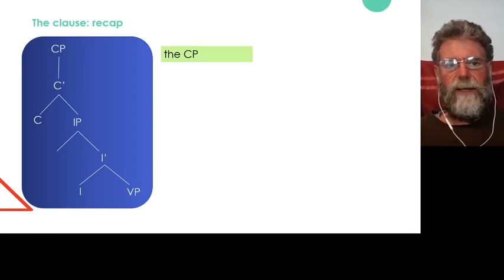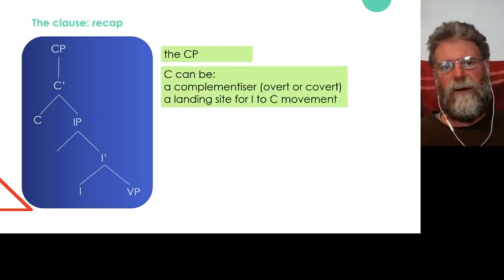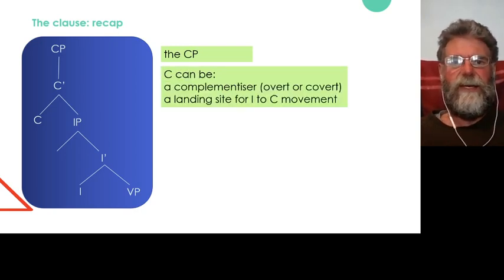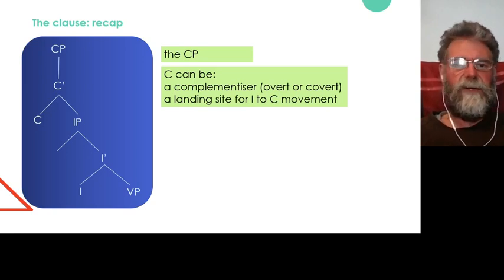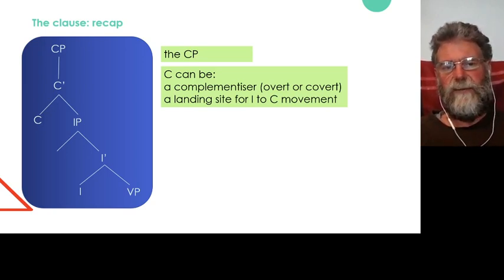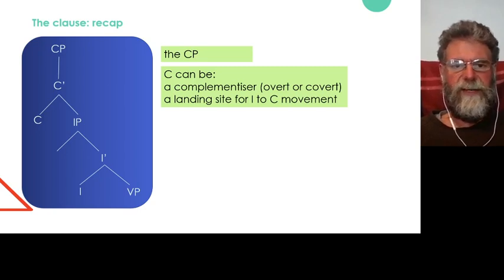The CP at the very top of the sentence, the complementizer itself can be a complementizer, either something like that or for or if, an overtly pronounced complementizer. However, we've also seen that the complementizer can be unpronounced. That is a covert complementizer. So just because we can't see a complementizer doesn't necessarily mean to say there isn't a complementizer there.